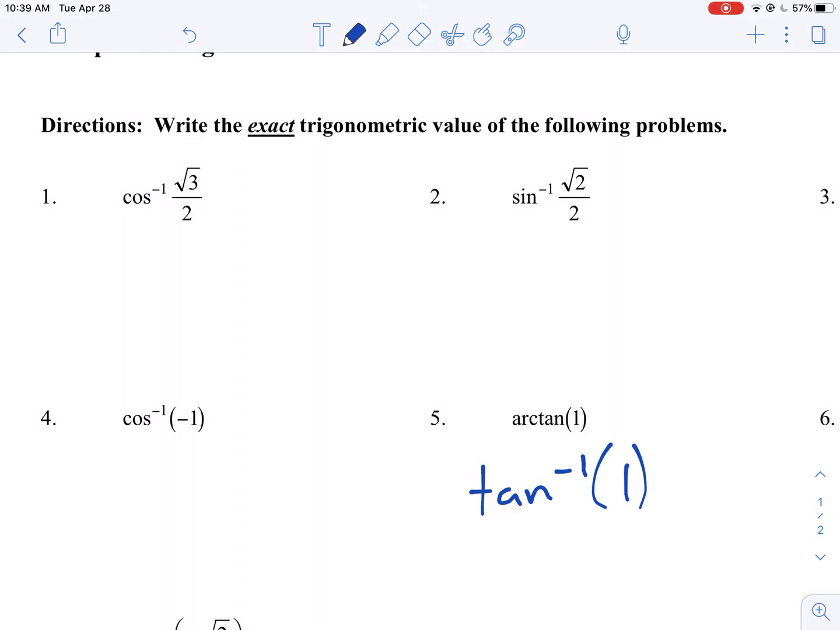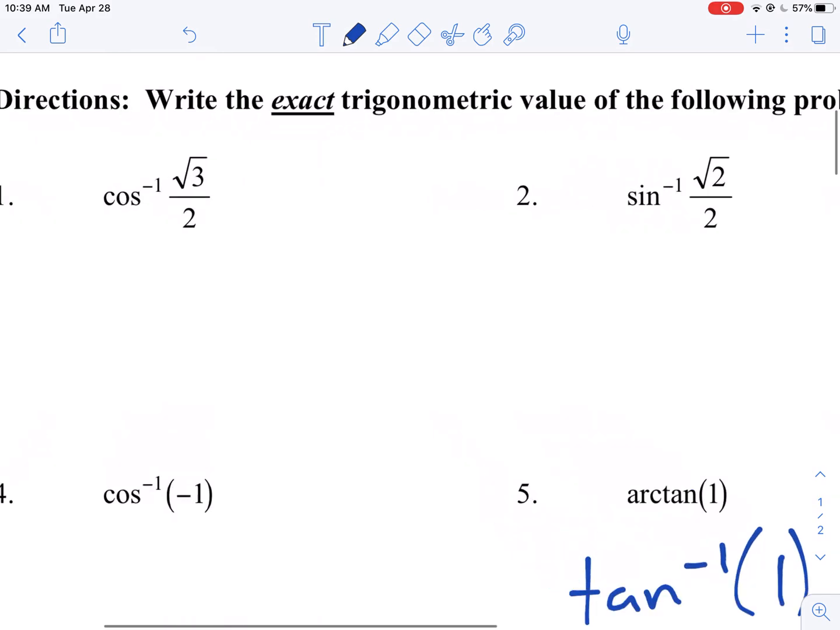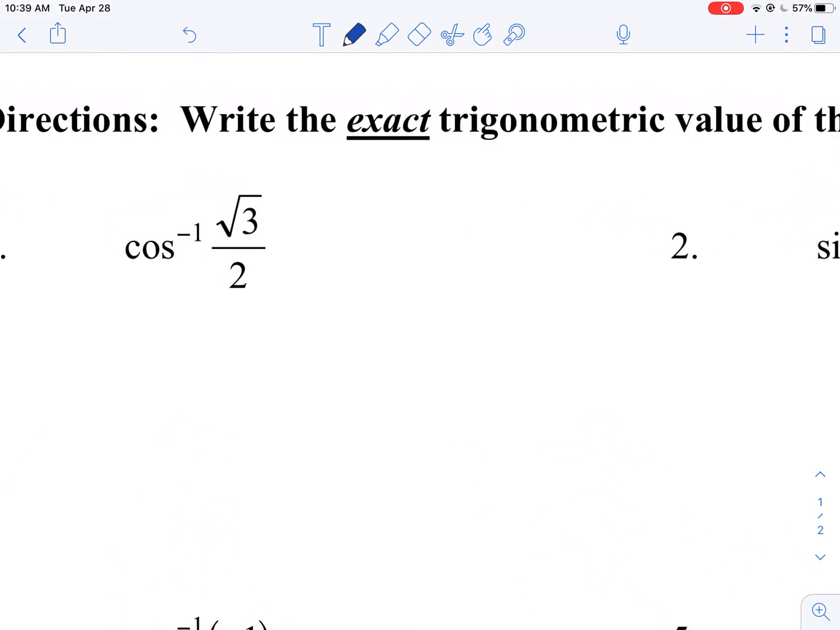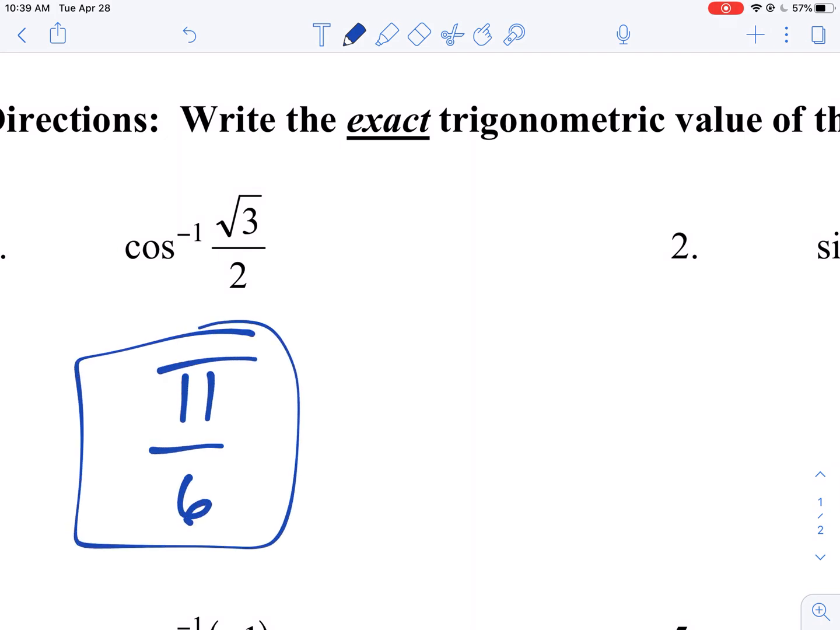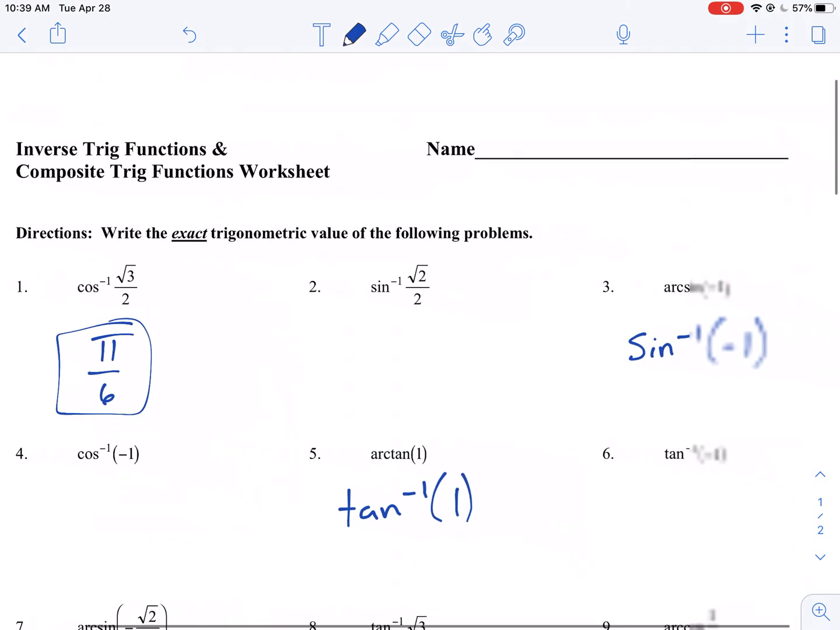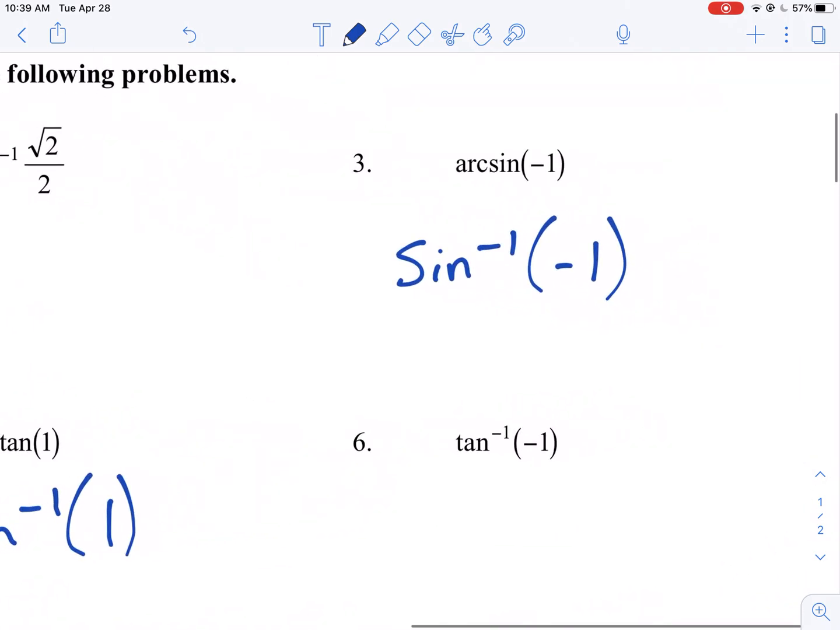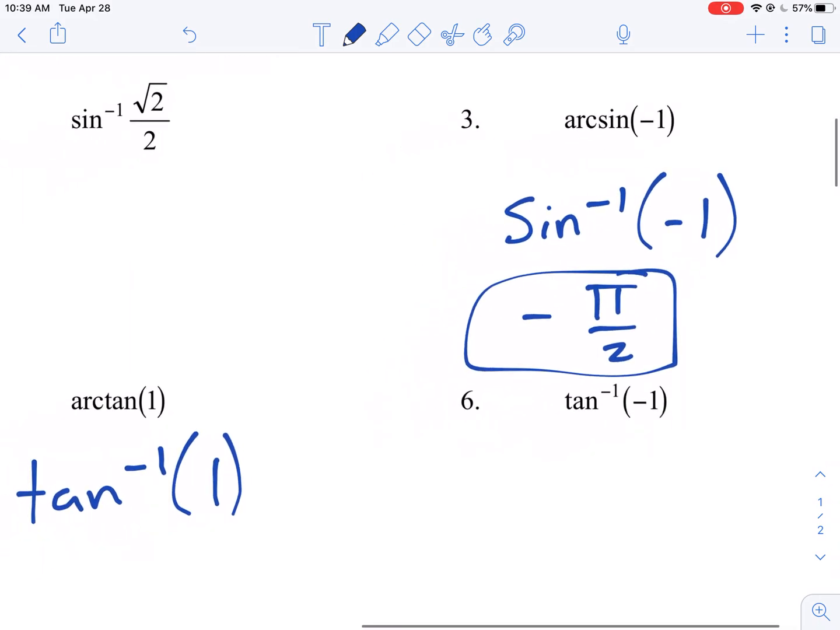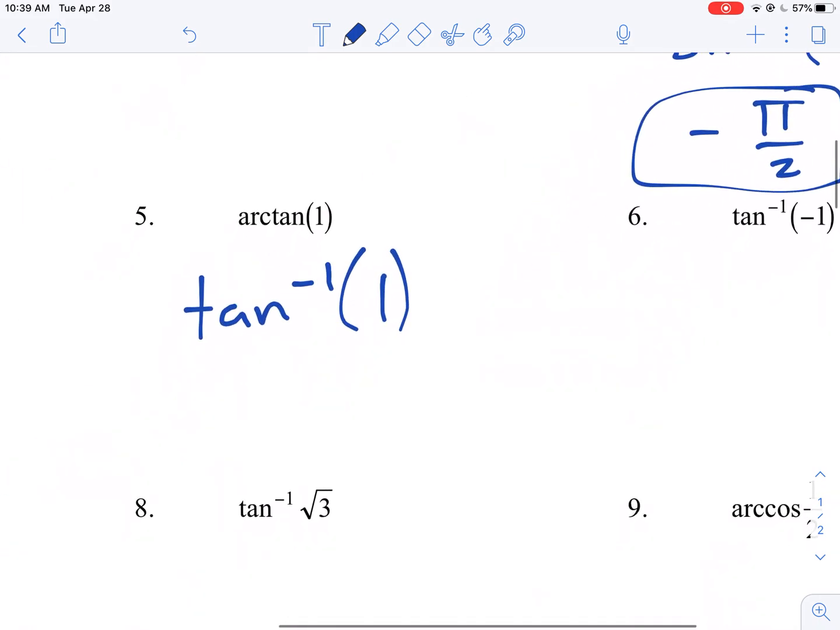So for number one, the cosine inverse of root 3 over 2, we know that within the range that we have, this is the pi over 6 angle, because this is the angle which has a cosine value of root 3 over 2. Like over here, when I have the arc sine of -1, I know that this is negative pi over 2 because this falls in the range of negative pi over 2 to positive pi over 2. It has that sine of -1. Here with the tangent of 1, within our range is pi over 4, and that is our angle.